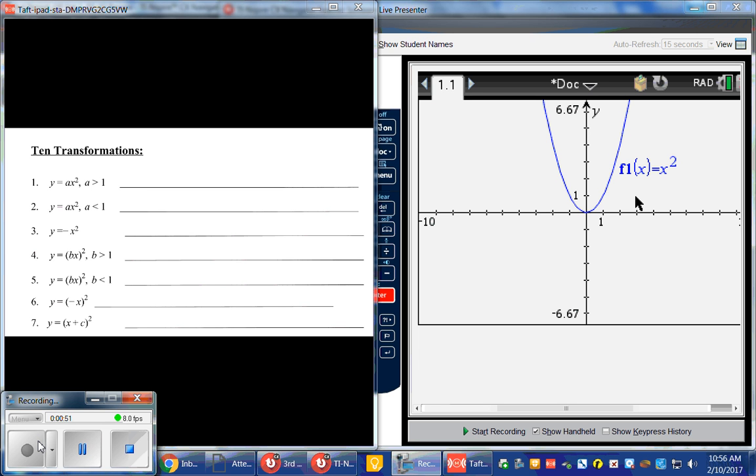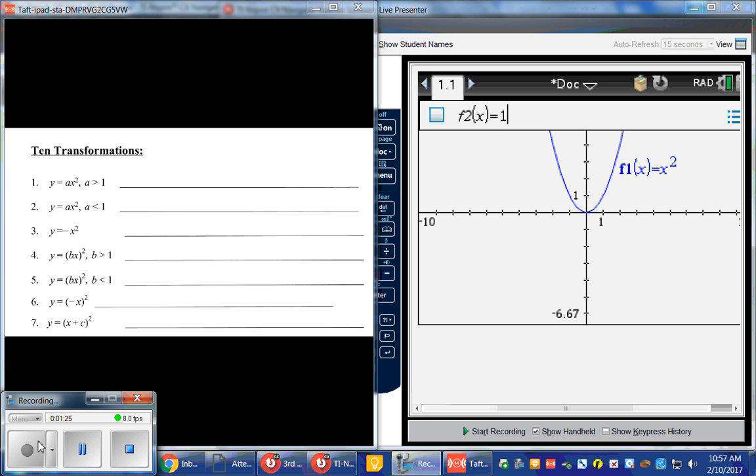We've got our parent function, right? So that's where we're going to go from. So I want everyone to push tab. All right, and we're going to graph a times x squared where a is bigger than 1. So I need a number bigger than 1. Some of you said 2. So push tab, and I need any number bigger than 1.